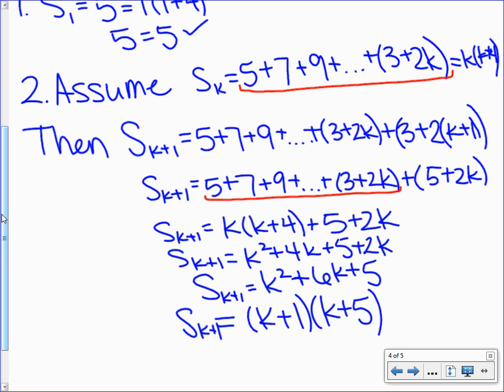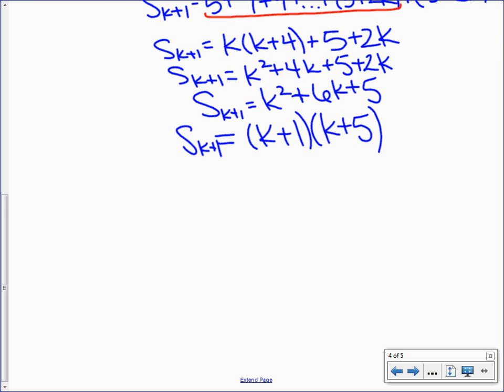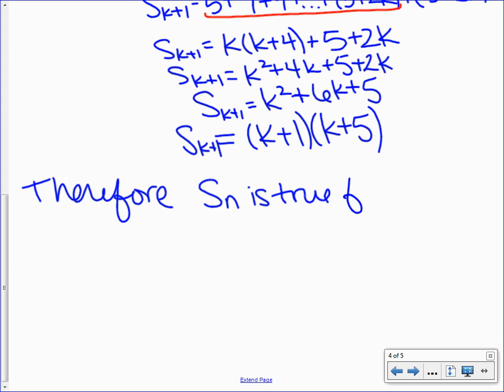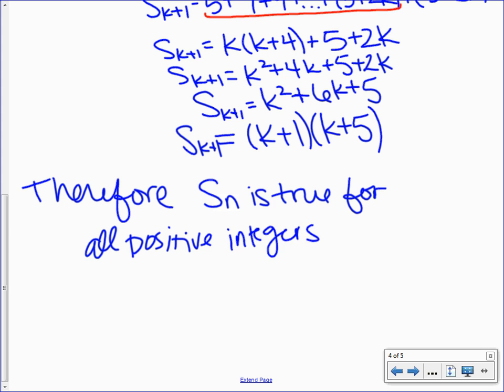Now that we finished our proof, you need to write a conclusion. Therefore, S of n is true for all positive integers n.